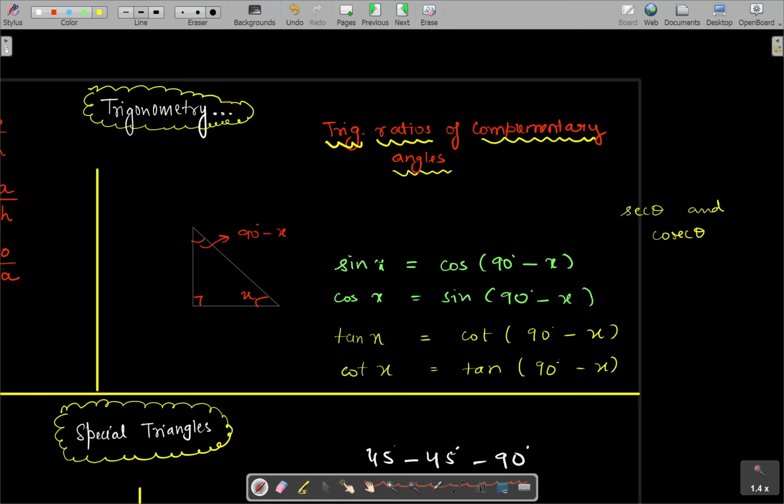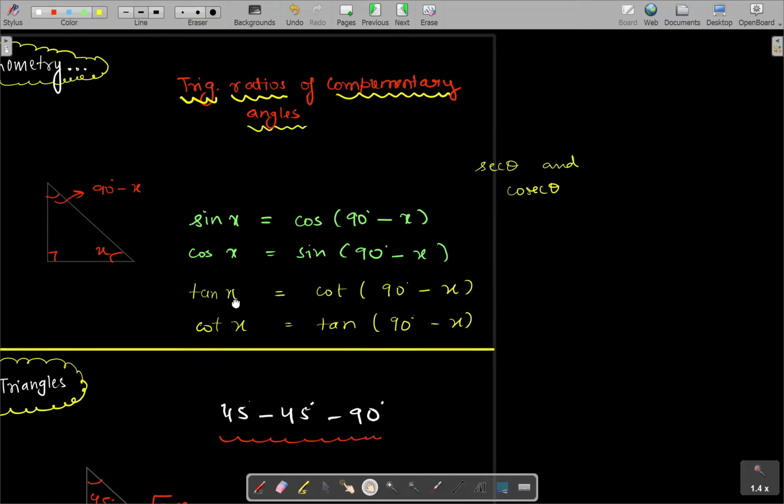Sine of any angle is equal to cosine of 90 minus that angle. Similarly, cosine of any angle is equal to sine of 90 minus that angle. Then similarly, tangent of an angle is equal to cotangent of 90 minus that angle. And cotangent of an angle is equal to tangent of 90 minus that angle.